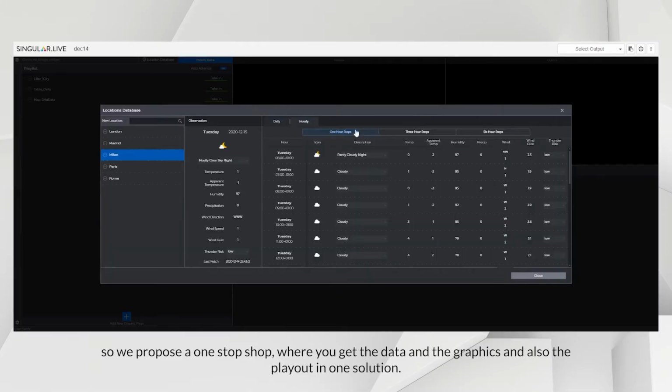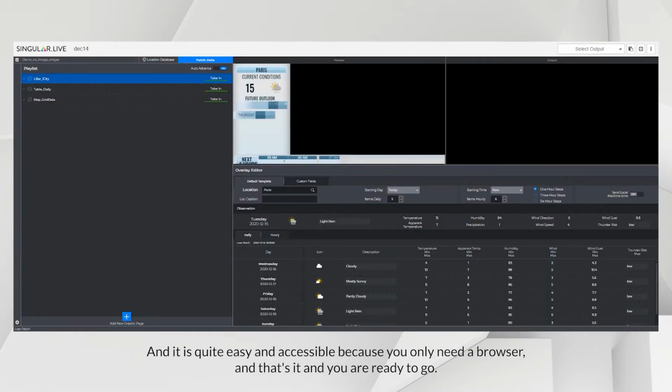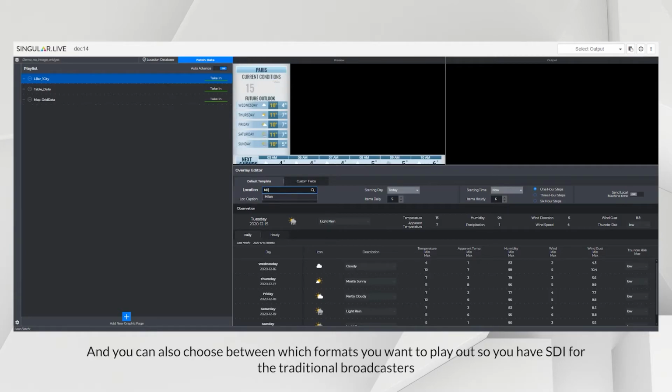So looking at today's solutions, the monoliths are quite costly. They are quite complex to use. And we want to remove those obstacles. So we propose a one-stop shop where you get the data and you get the graphics and also the playout in one solution. And it's quite easily accessible because you only need a browser. And that's it. And you're ready to go.